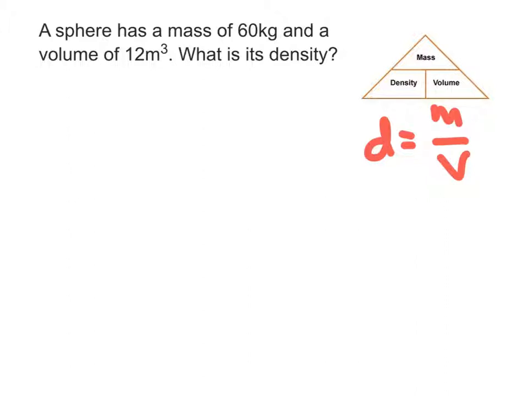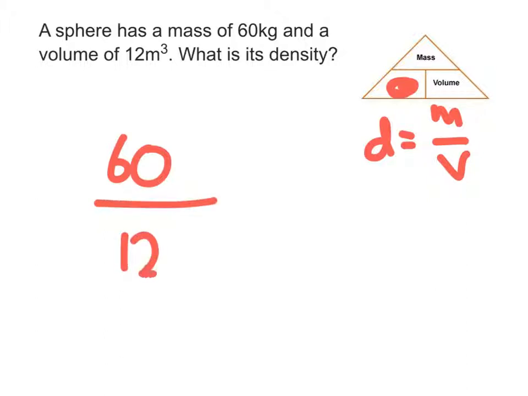So here we go. A sphere has a mass of 60 kilograms and a volume of 12 meters cubed. What is its density? So working out density, you have to do mass, which is 60, tells you in the question, divided by the volume, which is 12, which equals 5. Okay, and similar to speed, the units are kilograms per meters cubed.